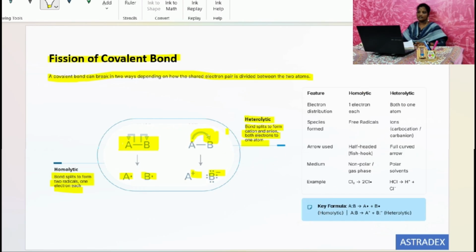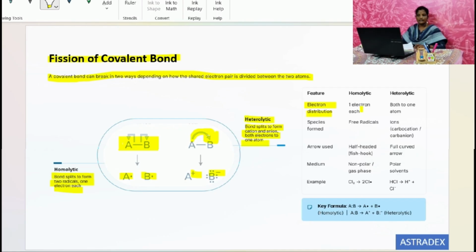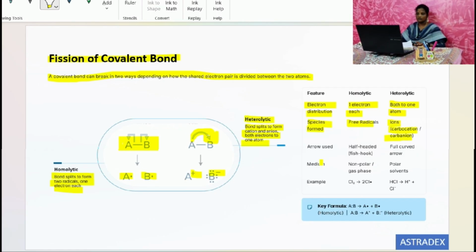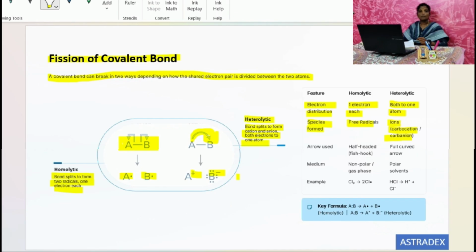So, homolytic fission and heterolytic fission. Here, how the electrons are distributed. Homolytic: one electron each. Heterolytic: both to one atom. The species formed in homolytic fission are free radicals, whereas in heterolytic fission it may be a carbocation or carbanion. It is not the case that a carbon always possesses a positive charge. Even a carbon may form a negative charge. That's called a carbanion.